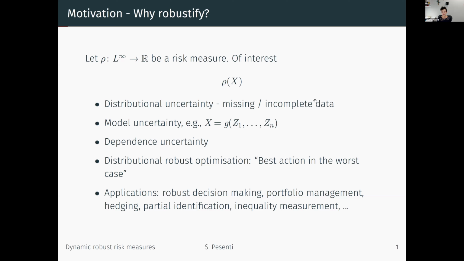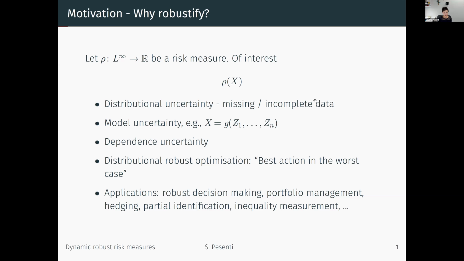And of course, there could be uncertainty in your data. That could be missing or incomplete data, or you could have a misspecification of your parametric assumption. So there's some uncertainty in your underlying distribution. You could also have model uncertainties, for example if you think about an aggregation of different risk factors. Then you could have dependence uncertainties, where you wouldn't know the copula between your risk factors, or you could even have uncertainty in your aggregation function.